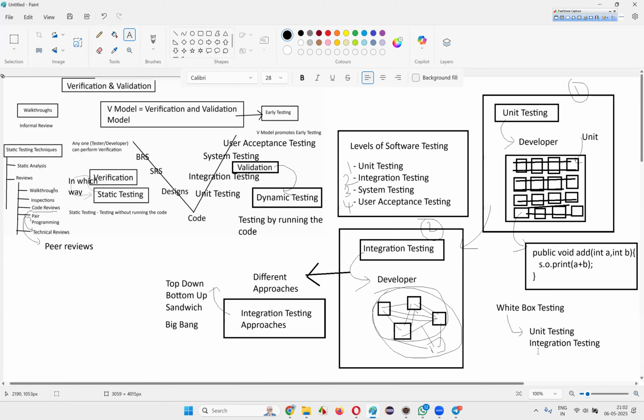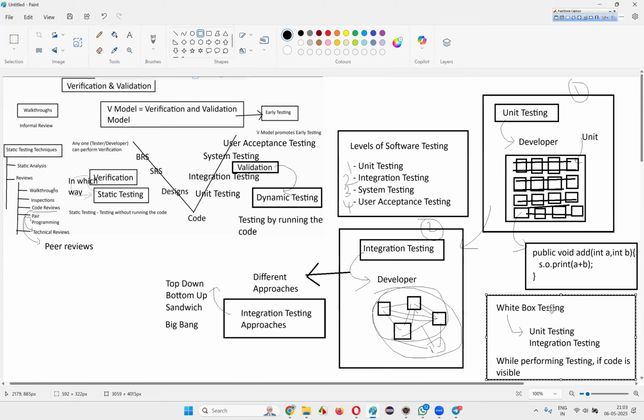Why do we call unit testing and integration testing white box testing? Because while performing testing, if the code is visible, that is called white box testing. Clear, guys? Able to understand this? While performing the testing, if the code is visible to whoever is performing the testing, and they can see the code, that is called white box testing.